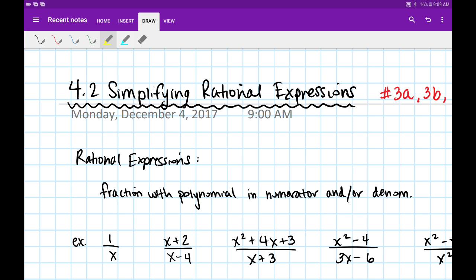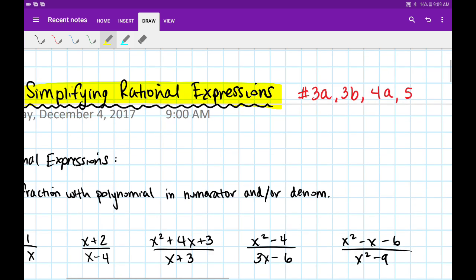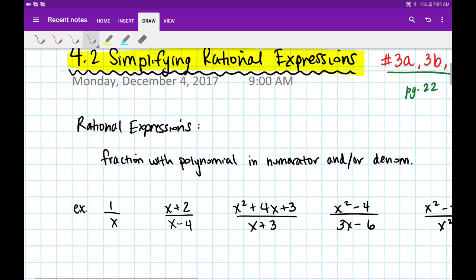So we're going to start by just finishing up what we learned on Friday, which is simplifying rational expressions. And I have a little treat for you because our notes are going to be from the homework. So if you turn in your pink book to page 22, go to page 22. We're going to do these problems from your homework: 3A, 3B, 4A, and then number 5. Okay, you'll finish the rest of this page for homework later.